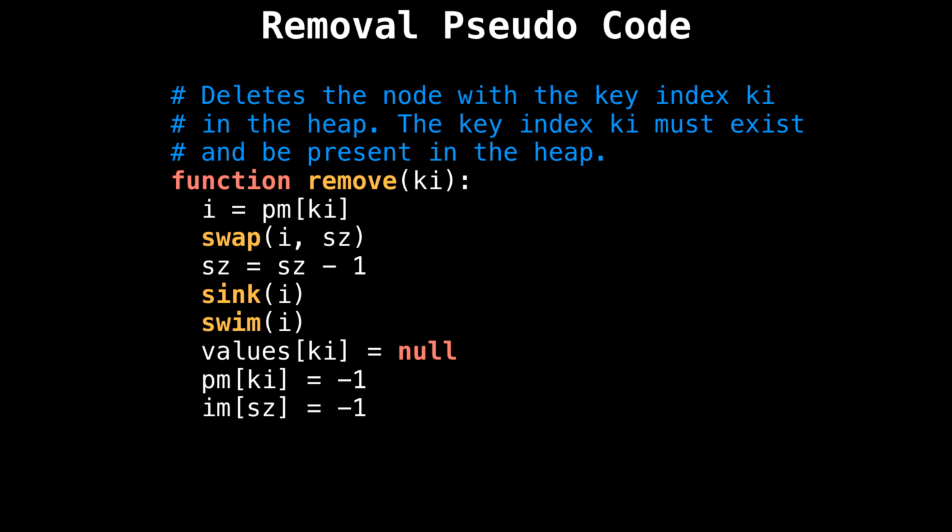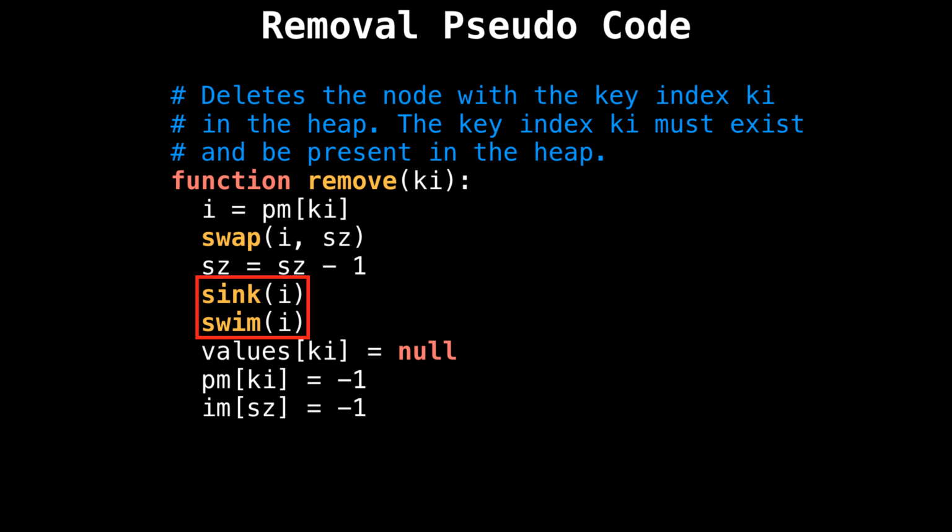Alright, let's look at some pseudocode for removing key value pairs. The code is also very short, only 5 lines of implementation and 3 lines of cleanup. The first thing to do is exchange the position of the node we want to remove and the bottom rightmost node, which is always at the index position SZ, short for size, of the heap.